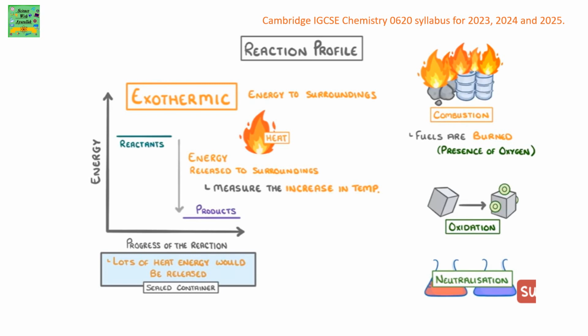You should notice carefully that the reactants line that's given in the green in the graph is a lot higher. So that means it has more energy, and the products line is very low. It's at a lower level, so it has less energy. That's how you can remember the exothermic reaction. And also exothermic reaction means the temperature increases. Lots of heat energy would be released.